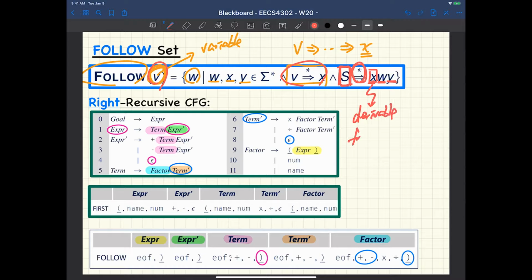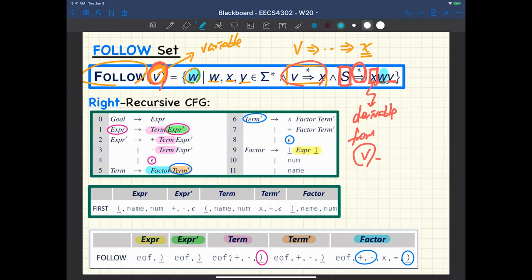Derivable from V. That means by applying any production rule in any order of derivations, we can actually get X. And then here we want to say what can follow X, that is W. We collect all such W. So this is the abstract definition. But how do we compute it? That's the question, right?